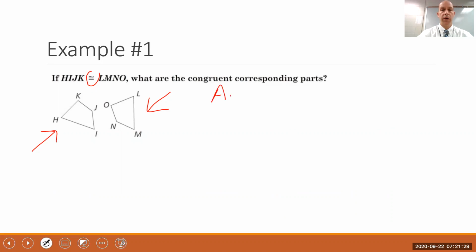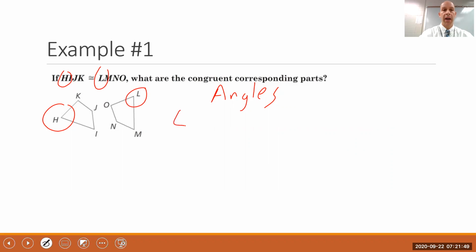First, let's start with the angles. All the information, like I said, is given in the problem or in the congruent statement. The first letter here is H, that's this angle here. Since H is first, that means L has to match up with that. In other words, angle H has to be congruent to angle L. Similarly, angle I, which is the second letter, has to be congruent to angle M.